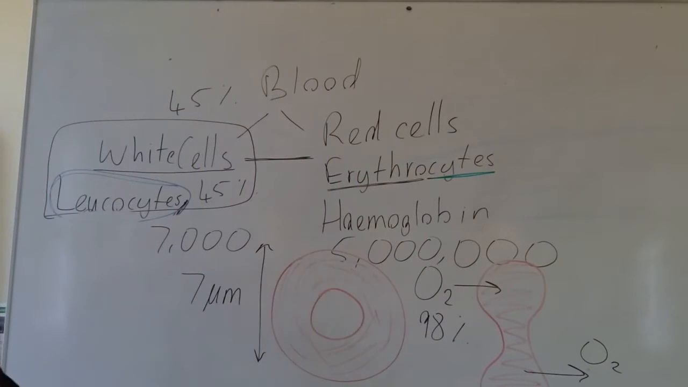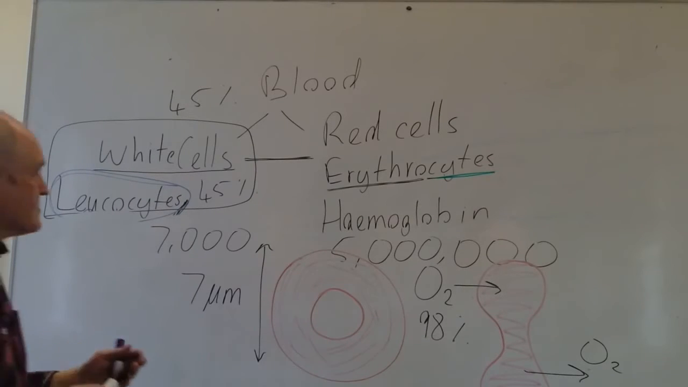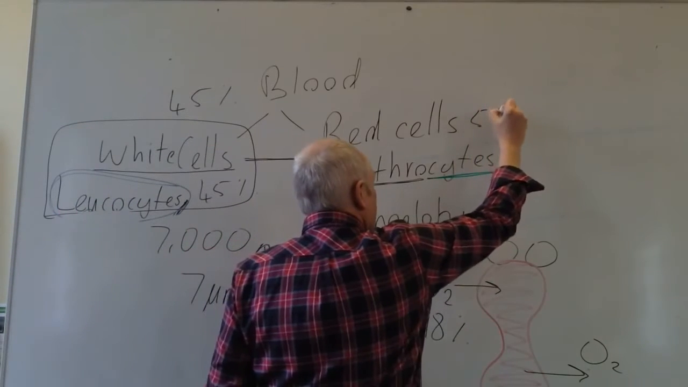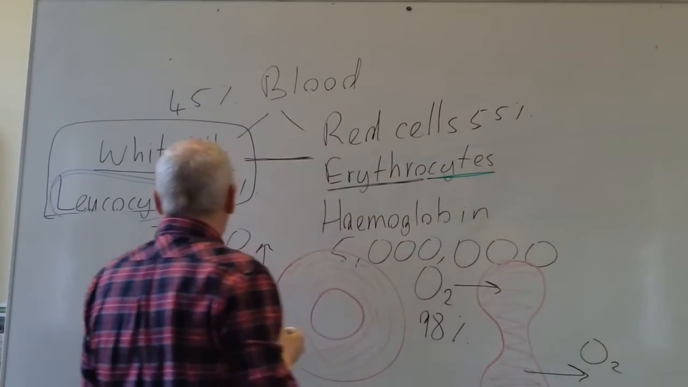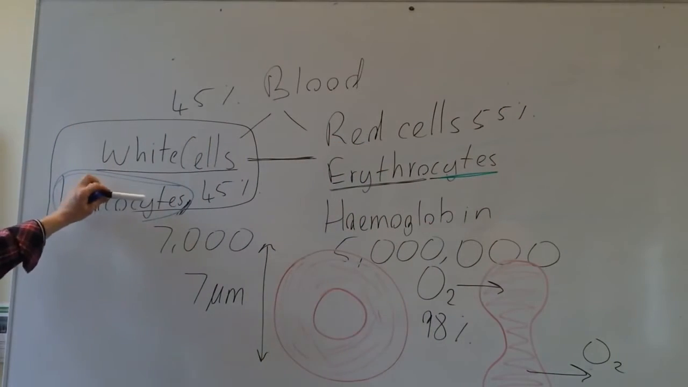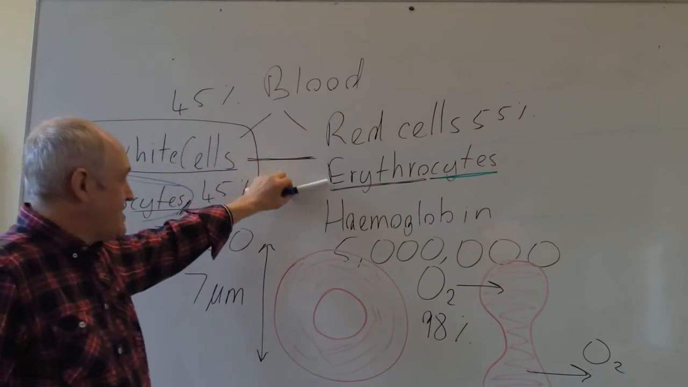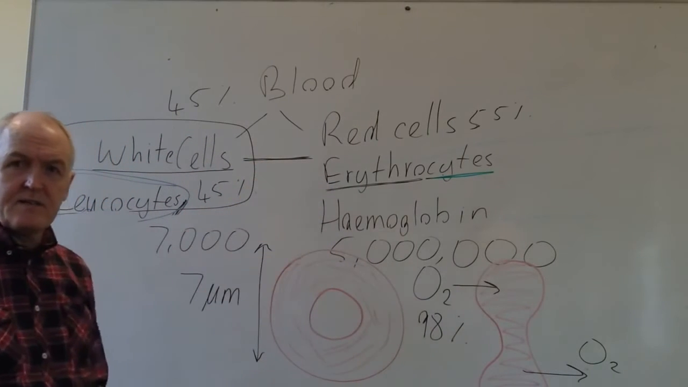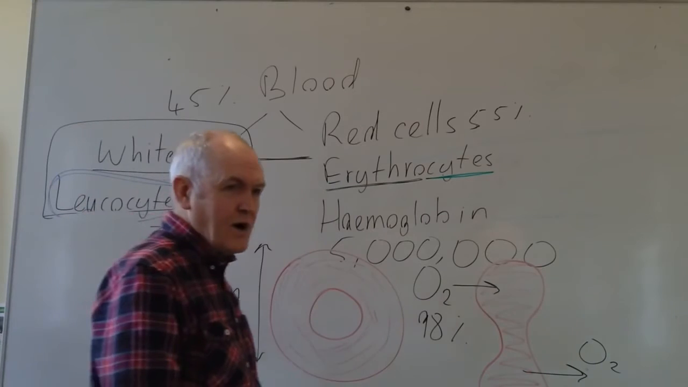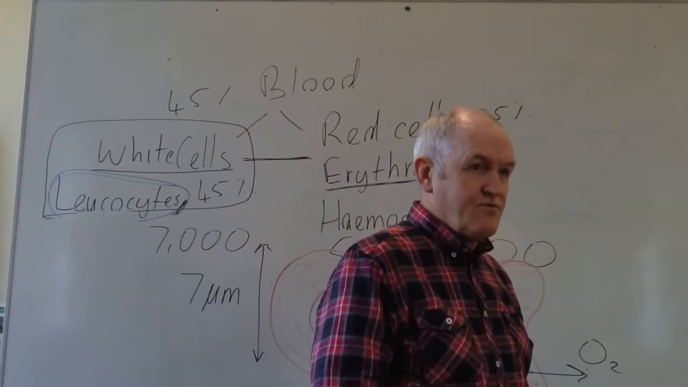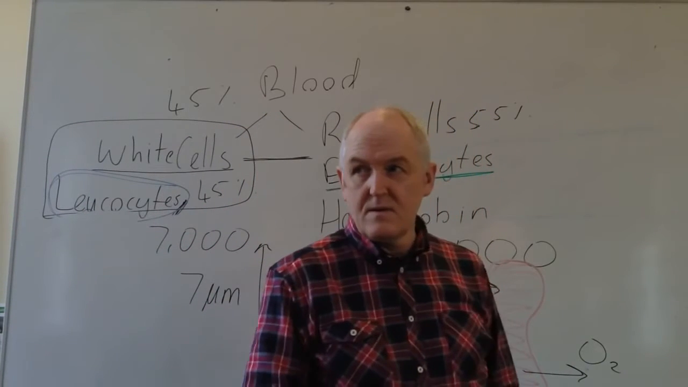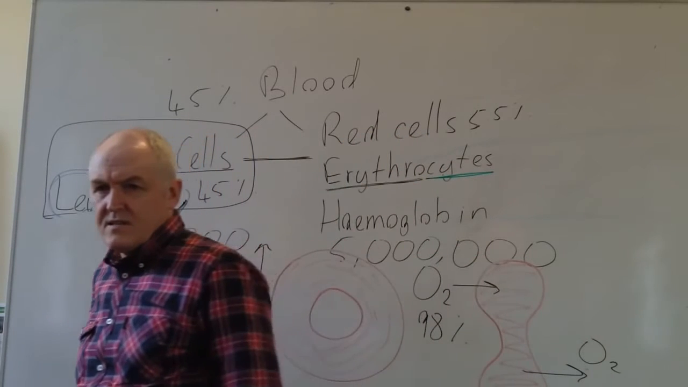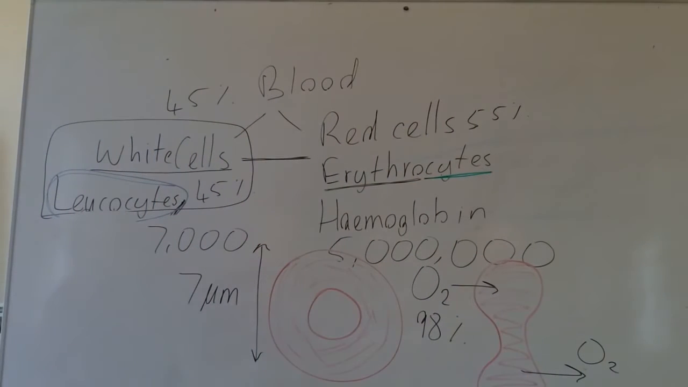Right, so that's the blood. 45% leukocytes, 55% erythrocytes. So leuc means white, erythro means red. It's that simple. White cells and red cells. The leukocytes and the erythrocytes.